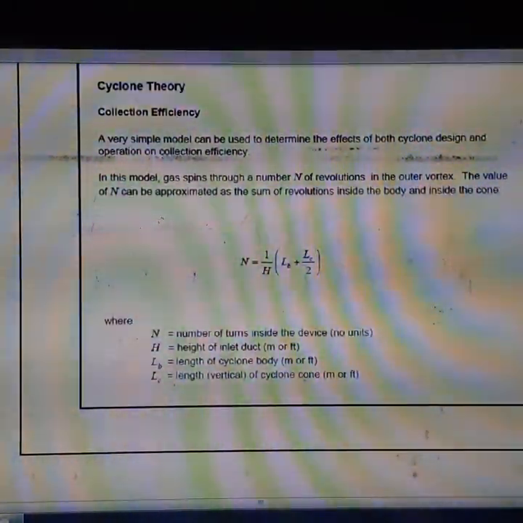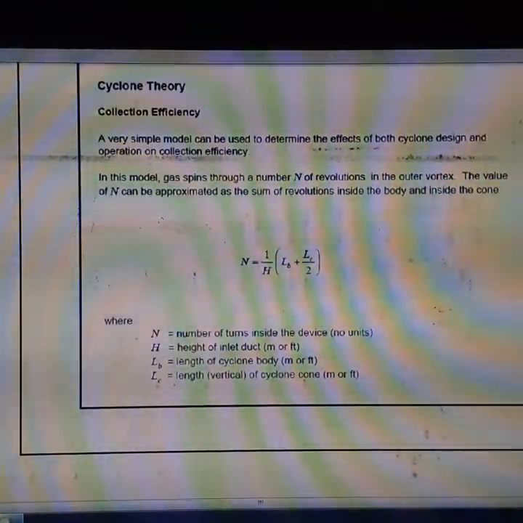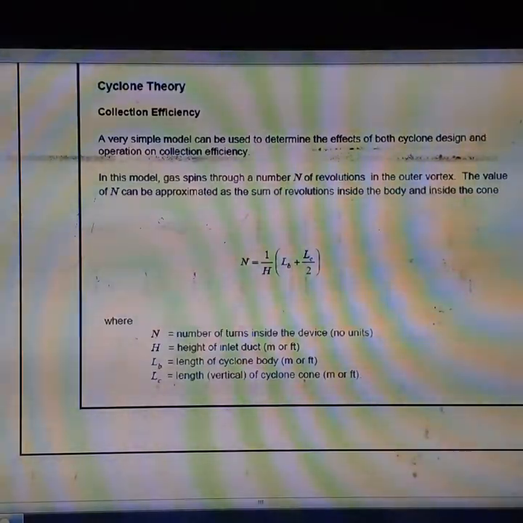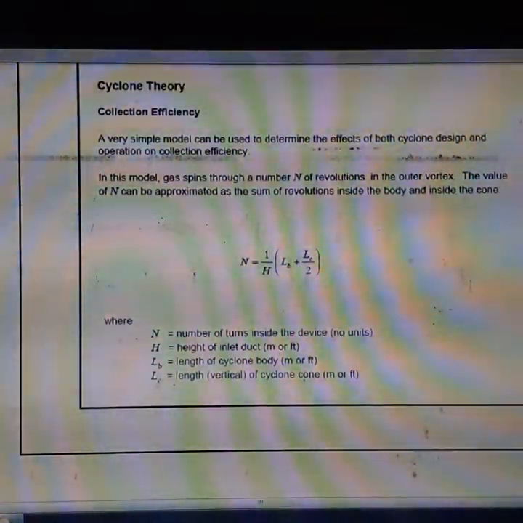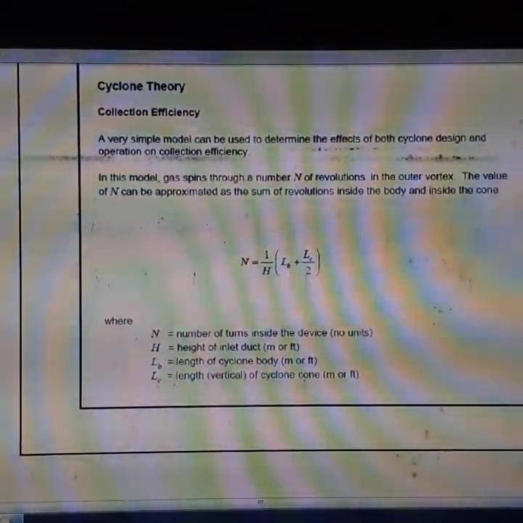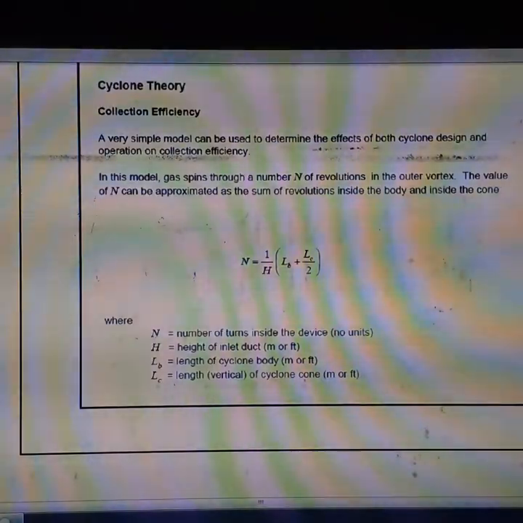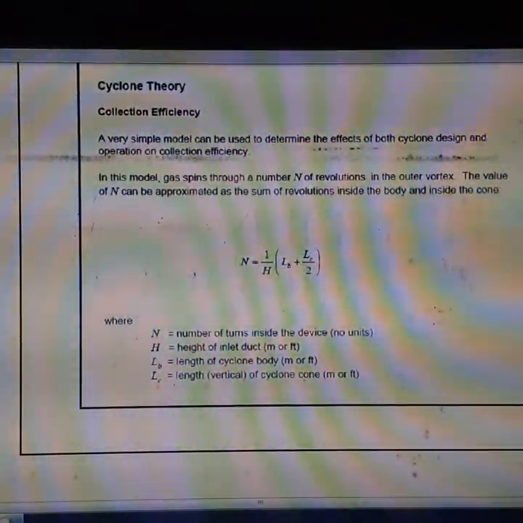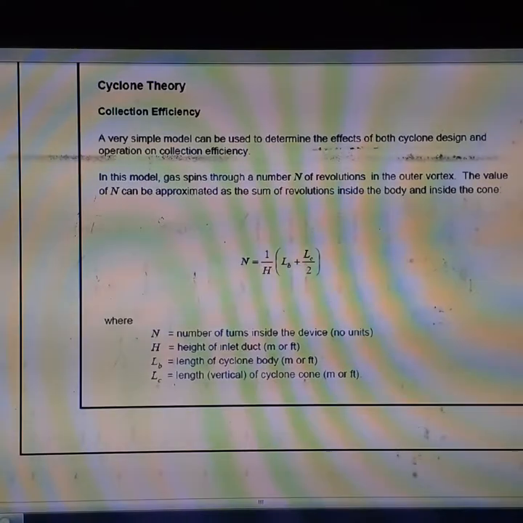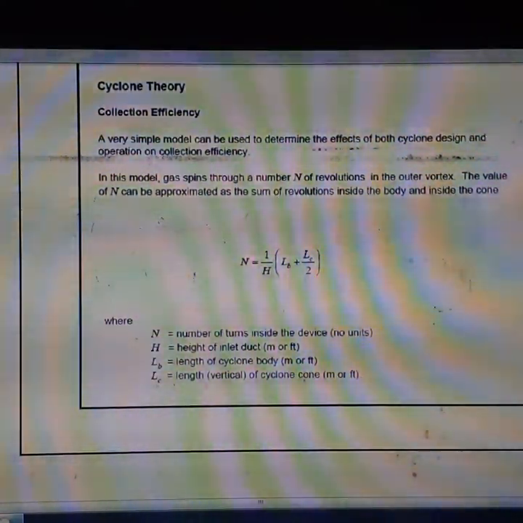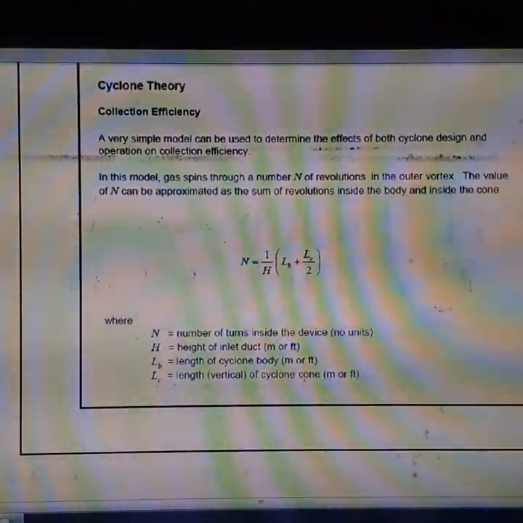Now, collection efficiency calculation has some methods, and a very simple model can be used to determine the effects of both cyclone design and operation on collection efficiency. In this model, gas spins through a number N of revolutions in the outer vortex. The value of N can be approximated as the sum of revolutions inside the body and inside the cone. That is N equals 1 by H times (Lb plus Lc by 2). What is N? N is the number of turns inside the device. H is the height of the inlet duct, Lb is the length of the cyclone body, and Lc is the length of the cyclone cone.